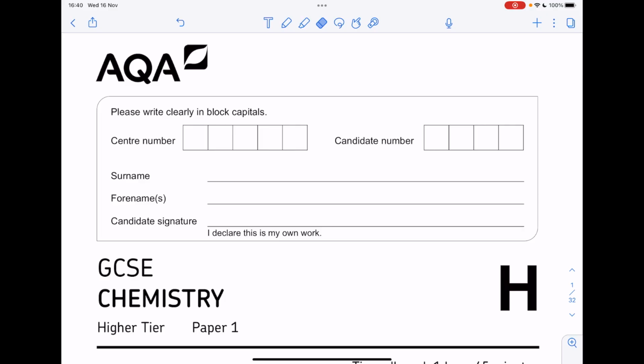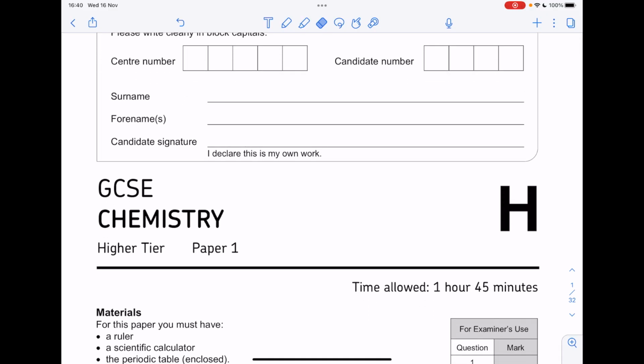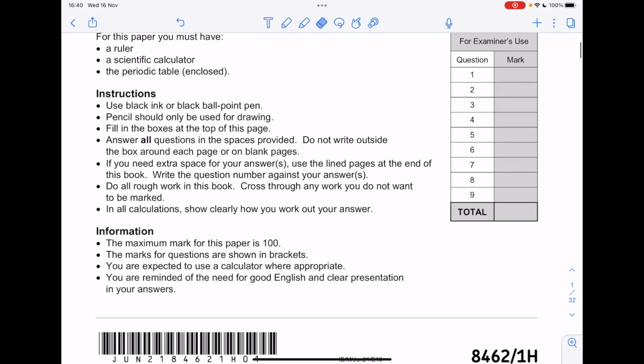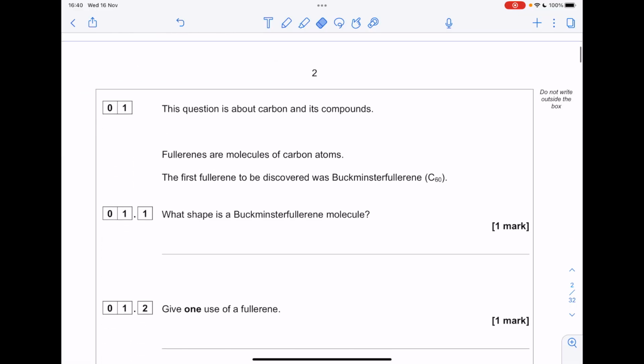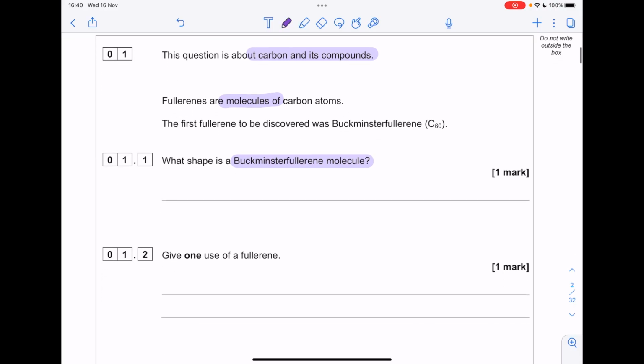This is an AQA GCSE Chemistry Paper 1 higher tier from June 21. This question is about carbon and its compounds. Fullerenes are molecules of carbon atoms. The first fullerene to be discovered was Buckminster fullerene C60. What shape is a Buckminster fullerene molecule? Remember, it looks like a football, so you can say ball-shaped or spherical.